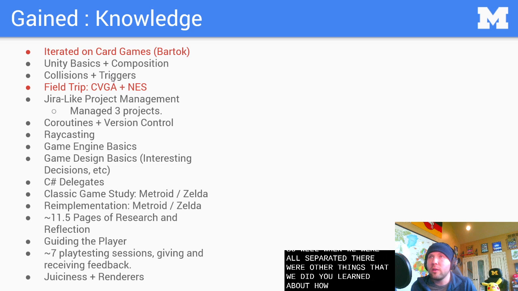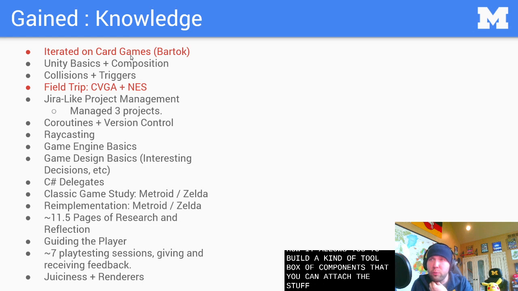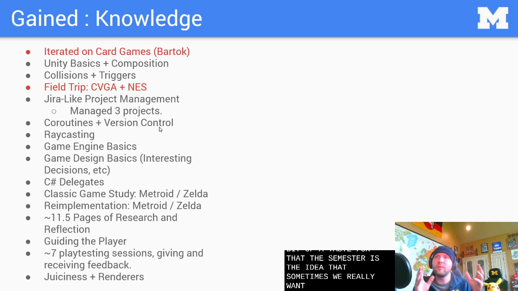You learned about how game engines often handle collisions and the idea that there's a difference between those and triggers. Composition, right? And how it allows you to build a kind of a toolbox of components that you can attach to stuff. It's a pretty powerful pattern, and you find it everywhere in game dev. Jira. If you haven't worked with project management tools or project management at all, you probably got a little bit of a taste for that this semester. What about coroutines? The idea that sometimes we really want to pause code execution over time and let other code run.